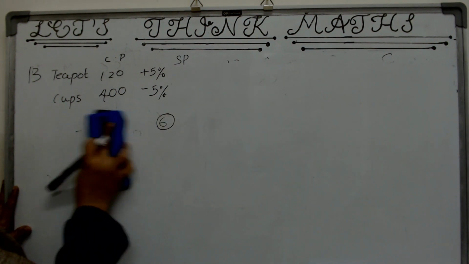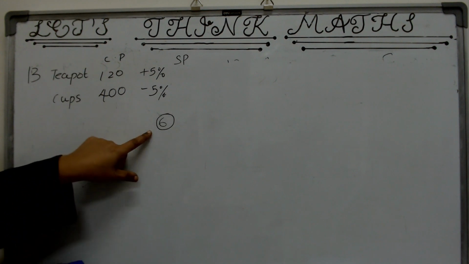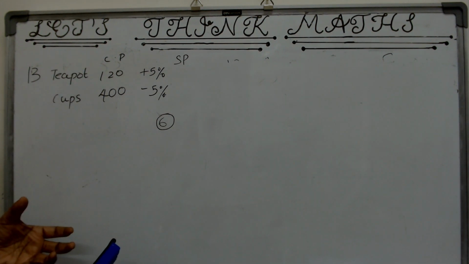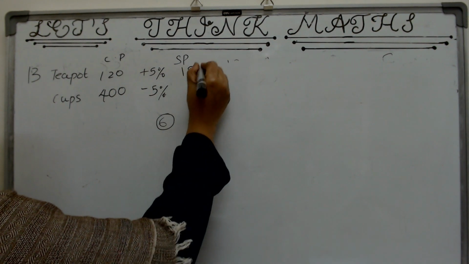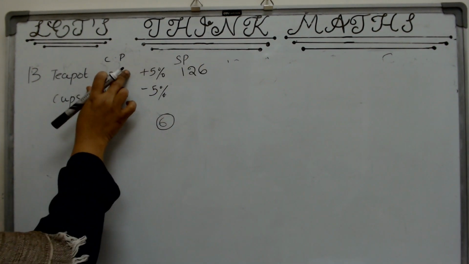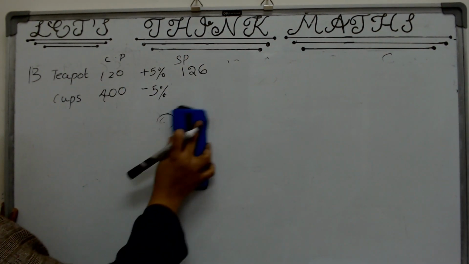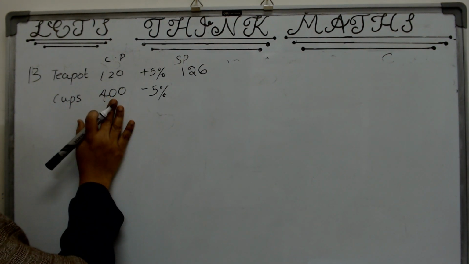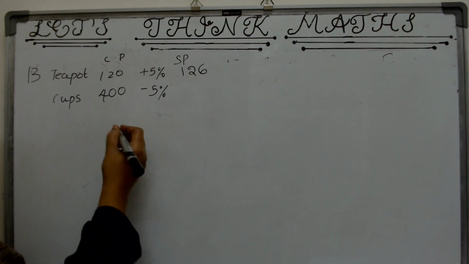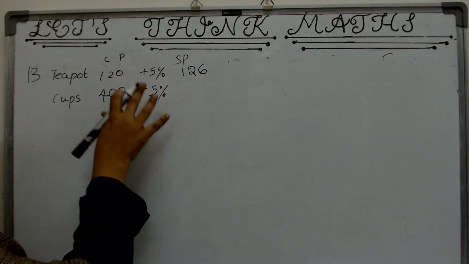So she got it for 120. Then she just made 6 rupees profit. Then how much is her sale price? It is 126. She got the cost price plus the profit. Now what about her selling the cups? She got it for 400. But then she sold it with a loss. So you have to minus.